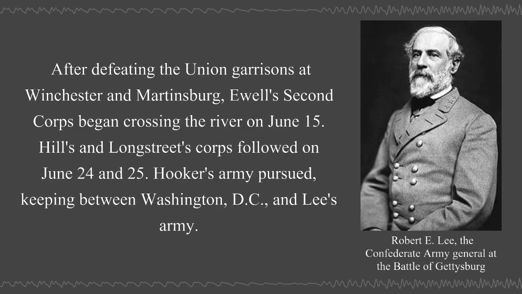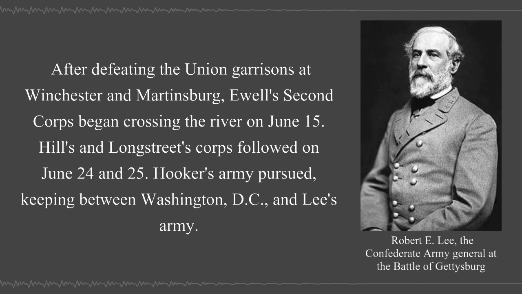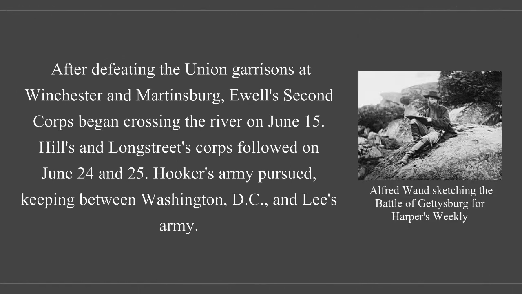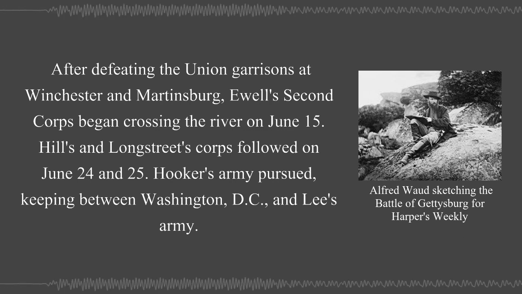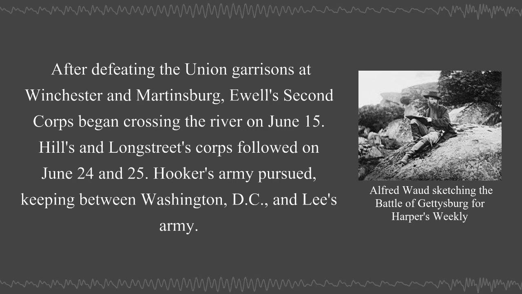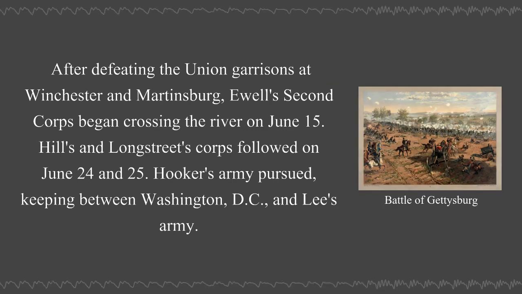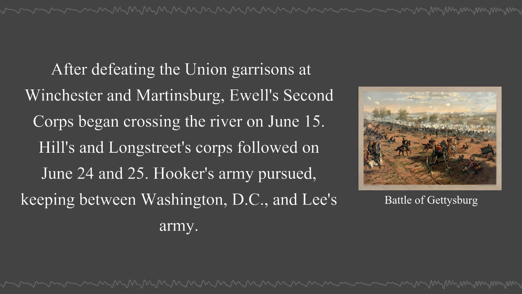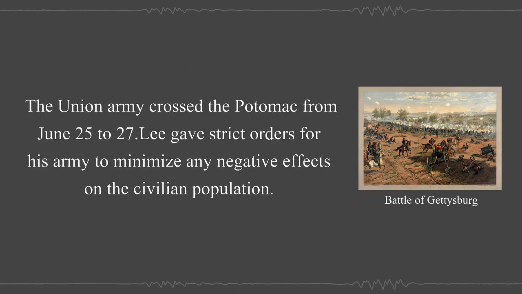After defeating the Union garrisons at Winchester and Martinsburg, Ewell's Second Corps began crossing the river on June 15. Hill's and Longstreet's corps followed on June 24 and 25. Hooker's army pursued, keeping between Washington, D.C., and Lee's army. The Union Army crossed the Potomac from June 25 to 27.